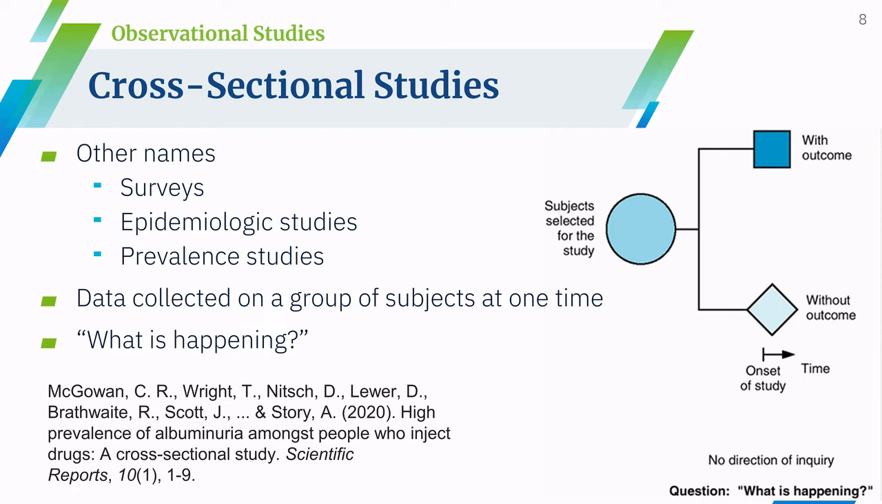Cross-sectional studies may be designed to address research questions raised by a case series, or they may be done without a previous descriptive study. For example, McGowan and colleagues carried out a cross-sectional survey amongst people who use drugs in London. The main outcome measure was any albuminuria, including both microalbuminuria and macroalbuminuria. This is a recently published study. Find out more about this study with the given bibliography.